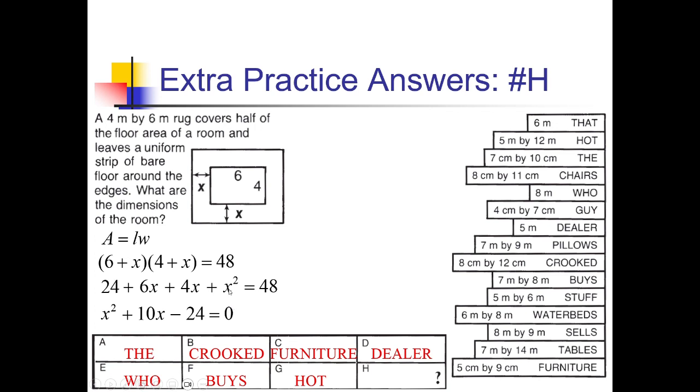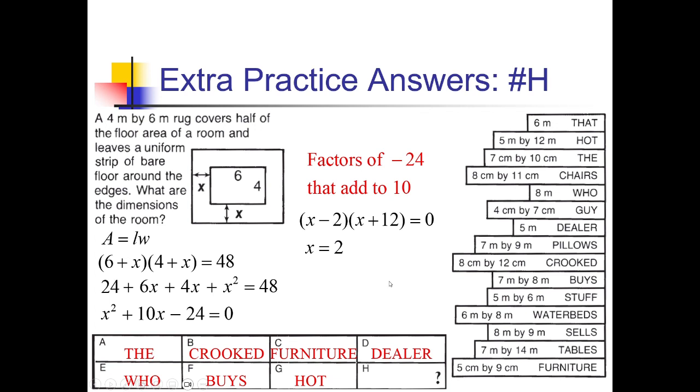I'm looking for factors now of negative 24 that add up to 10. 1 and 24 doesn't work. How about 2 and 12? So if I did negative 2 and positive 12, that would add up to 10. So I've got x minus 2 and x plus 12. All that equals 0. Zeroing each of those out, we have a 2 and a negative 12.